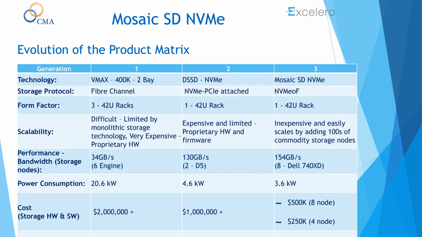On the storage side, the scalability of that first generation high-end array is limited by monolithic storage technology. It tends to be expensive to implement, and it often uses proprietary software and hardware as part of the solution. The DSSD was a step in the right direction. It was a smaller form factor, going from 3 racks down to 1 rack, but it tended to be more expensive, and it was more limited by proprietary hardware and firmware.